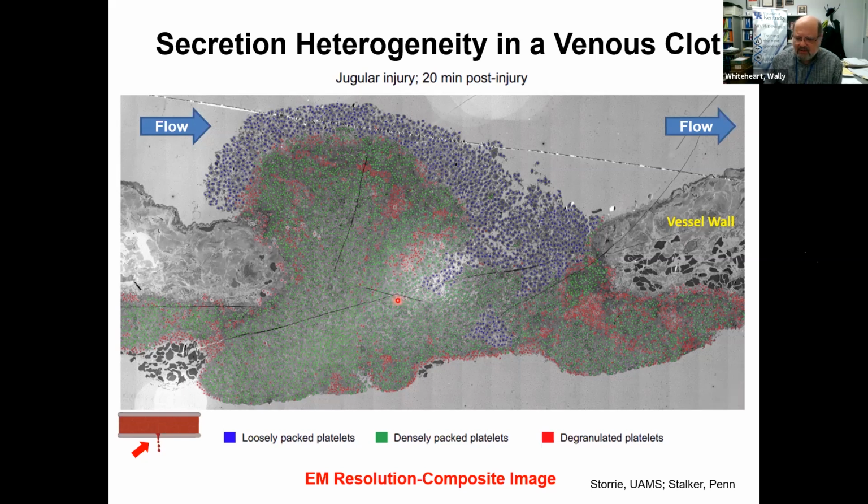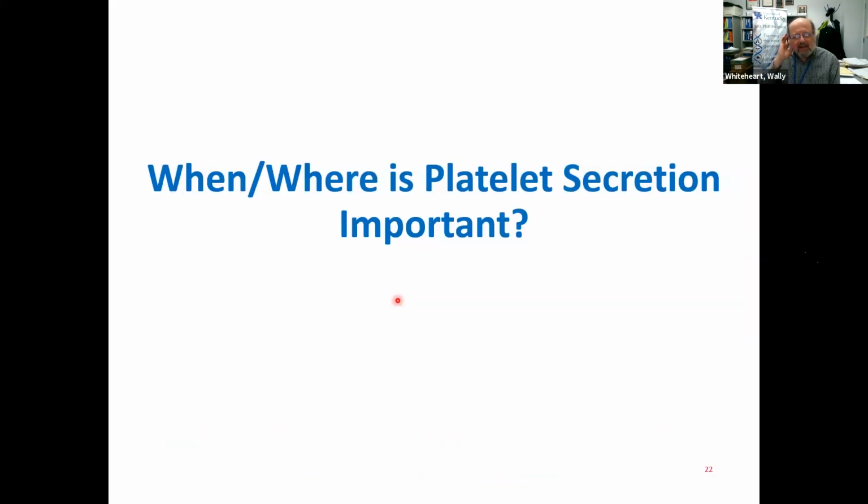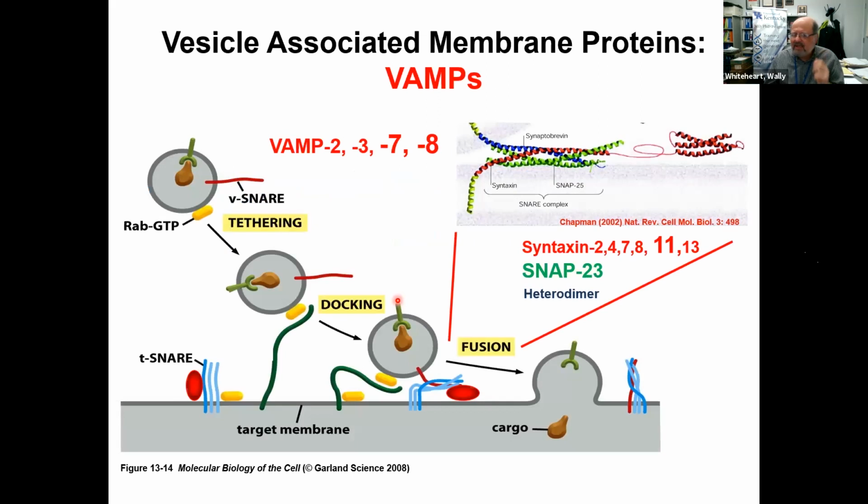Okay? So this kind of heterogeneity of granule phenotype in the platelets led us to ask the question, when and where is platelet secretion important? What role does platelet secretion play in this thrombus formation? And so in order to address this question, we made a series of animals in which we have manipulated the platelet secretion machinery so that we can, in a sense, titrate down the levels.